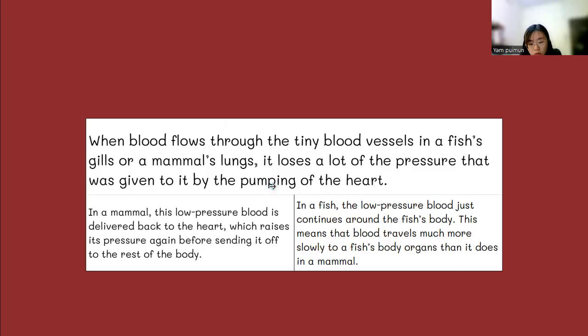So when the blood flows into these tiny capillaries, it experiences a large resistance to flow because the vessels are so narrow and there are so many of them. And because of the large resistance, the blood slows down and the pressure drops.